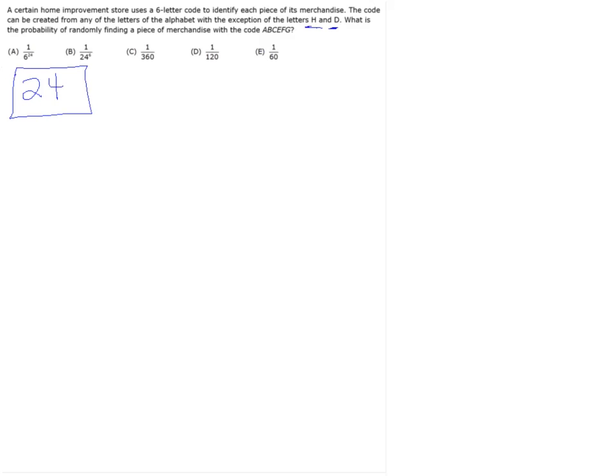So what's the probability of randomly selecting a piece of merchandise that has the code A, B, C, E, F, G? Well, the first thing I want you guys to see is there's nothing inherently special about the code A, B, C, E, F, G. It's just one particular code out of all of the possible codes that could be made. Now, there's a lot of really hard, really lengthy ways of solving this, and there's a couple really short, efficient ways.